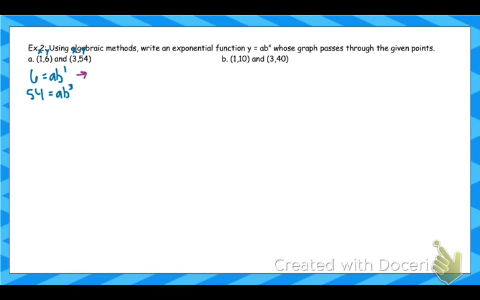I'm going to go ahead and get a by itself. So a would equal 6 divided by b. I'm going to plug that into this equation. So 54 is equal to 6 divided by b times b cubed. If I do b cubed divided by b, I end up with b squared. Divide by 6, square root.